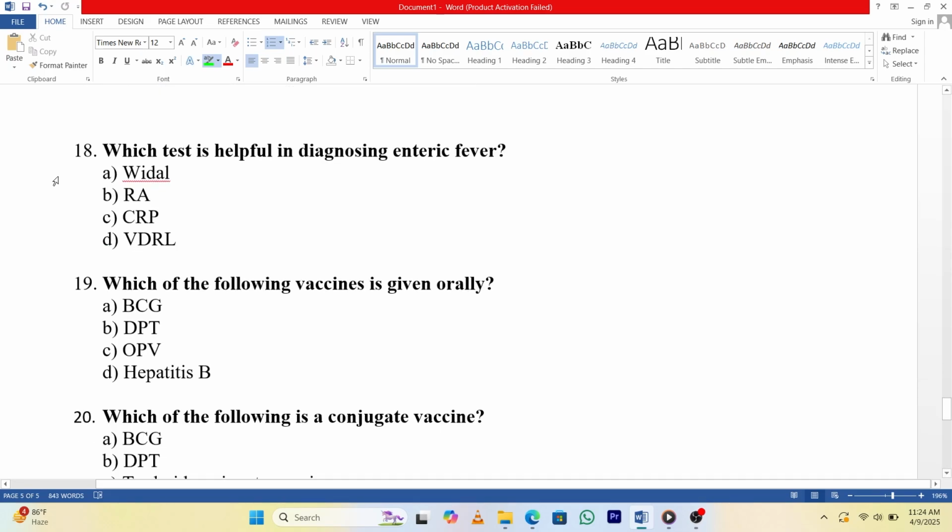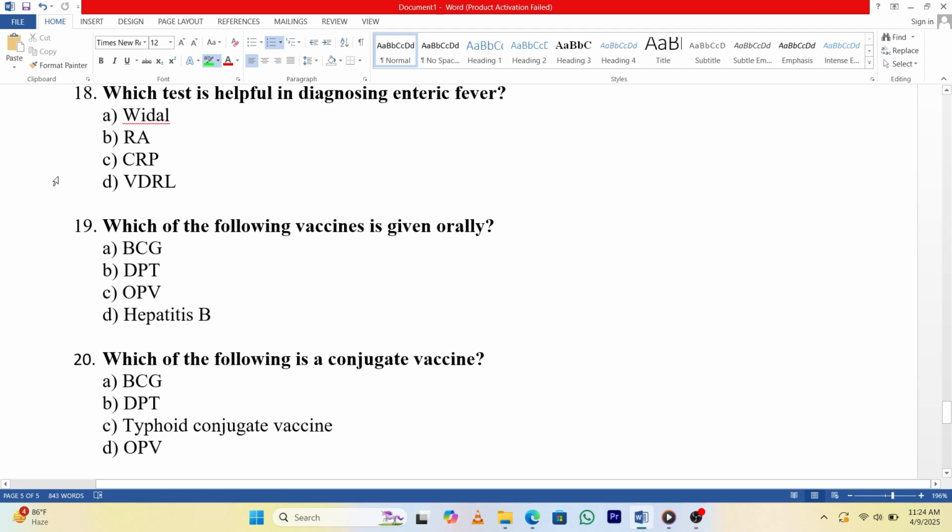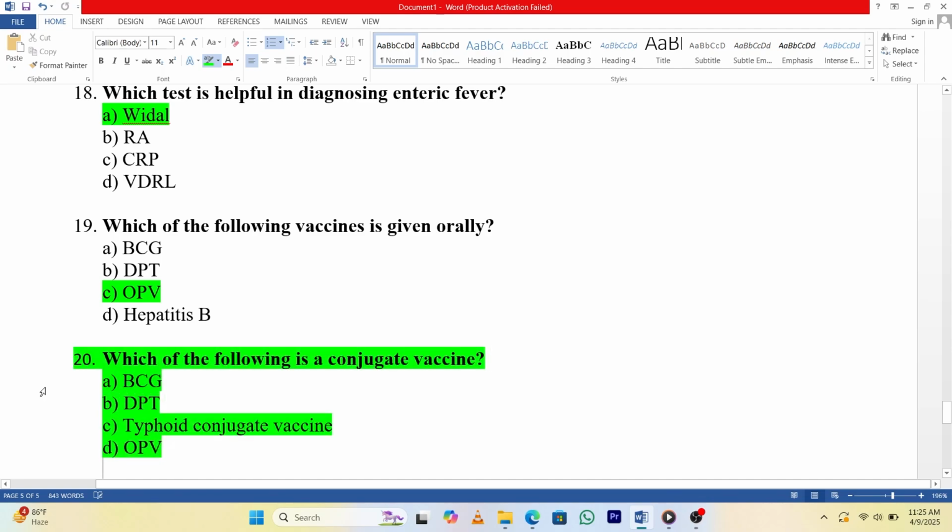18. Which test is helpful in diagnosing enteric fever? A. Widal. B. RA. C. CRP. D. VDRL. Answer, A. 19. Which of the following vaccines is given orally? A. BCG. B. DPT. C. OPV. D. Hepatitis B. Answer, C. 20. Which of the following is a conjugate vaccine? A. BCG. B. DPT. C. Typhoid conjugate vaccine. D. OPV.